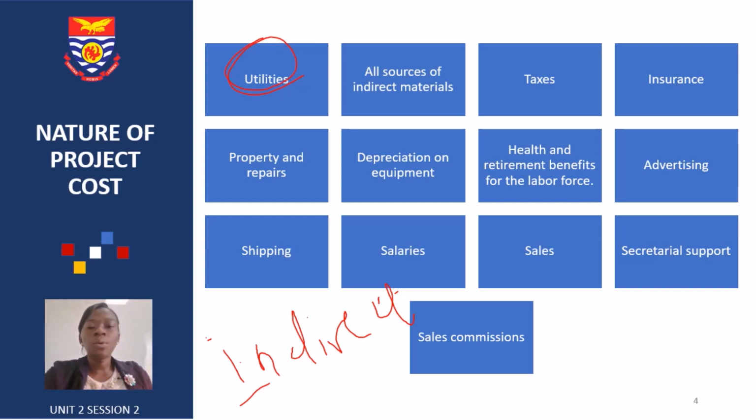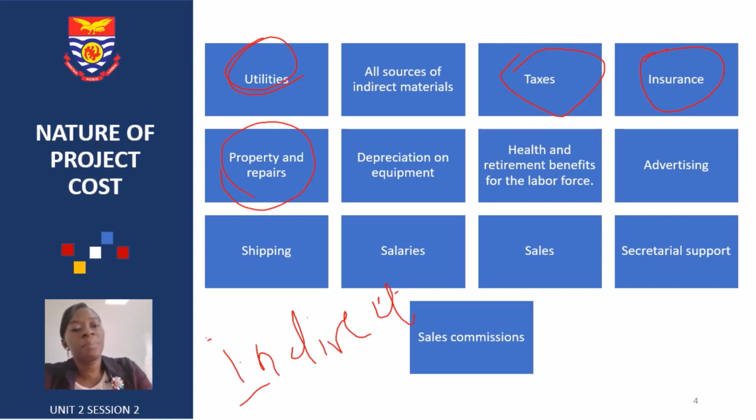Then other sources of indirect cost can be taxes. You pay your municipal district taxes. You're going to pay for site permits and all those things to be able to do your project. You may have to take insurance as well, because things can happen. So whatever project you're doing, you have to factor in insurance. Insurance can take various forms. It could be insurance for the building, fire, theft, and all those, depending on the type of project and the type of insurance mix you may want to go in for.